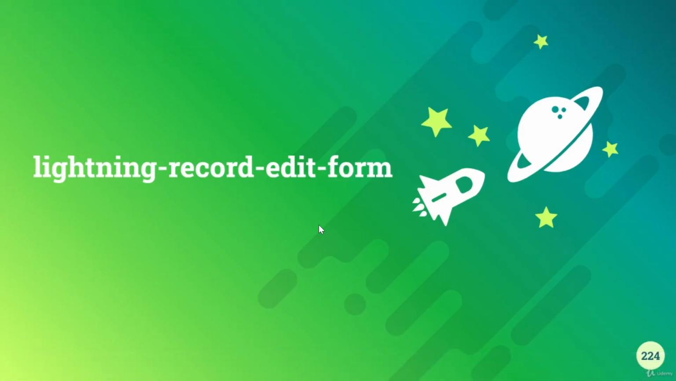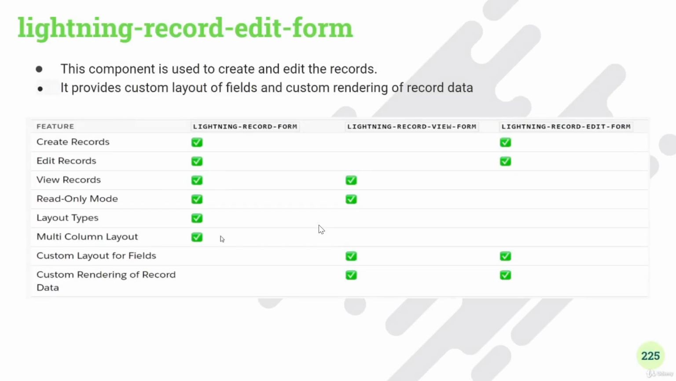In this video, we'll learn Lightning Record Edit form, and this is the third type of our base Lightning component. This component is used to create and edit the record as well. The only benefit of this type of form is you can again customize the layout, as well as create and edit the record basically.